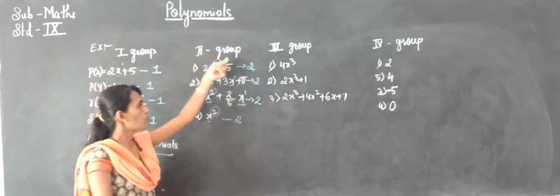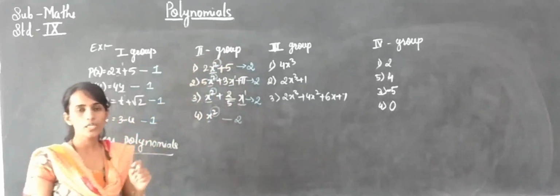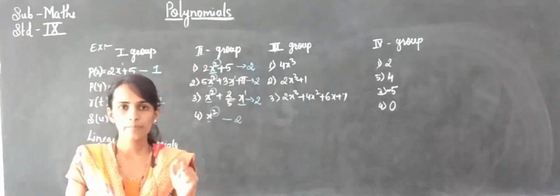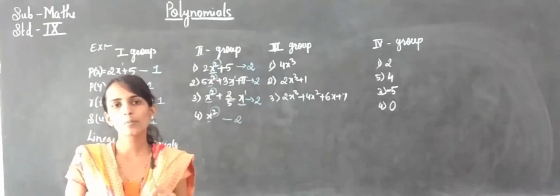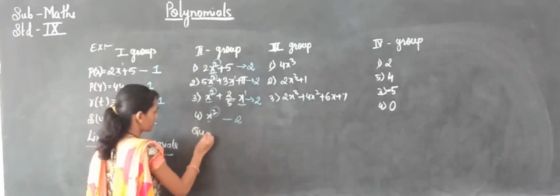So in this second set, all the polynomials have degree 2. If a polynomial has degree 2, that type of polynomial we call a quadratic polynomial.